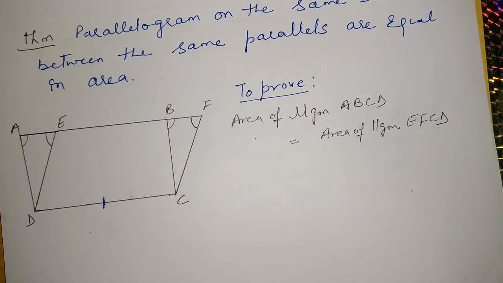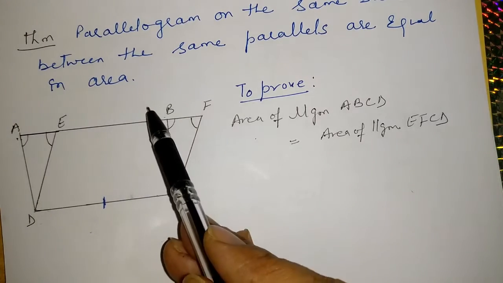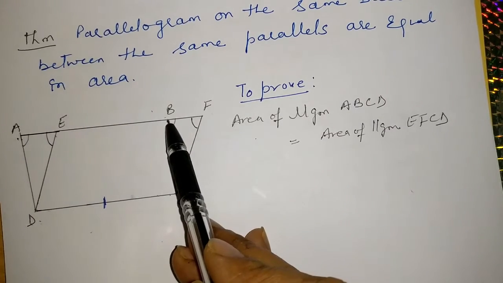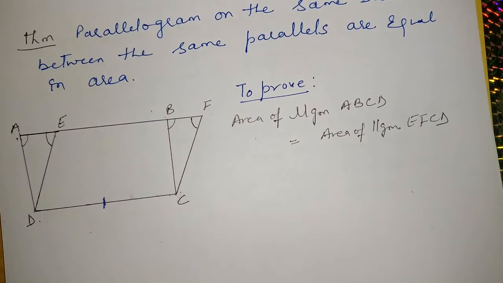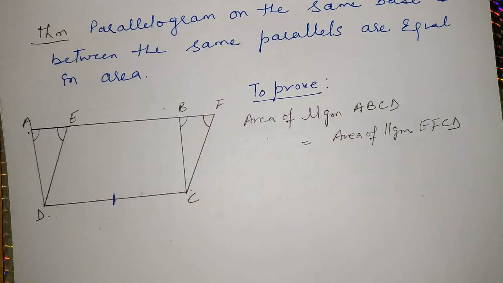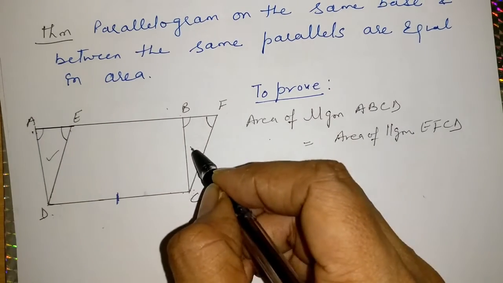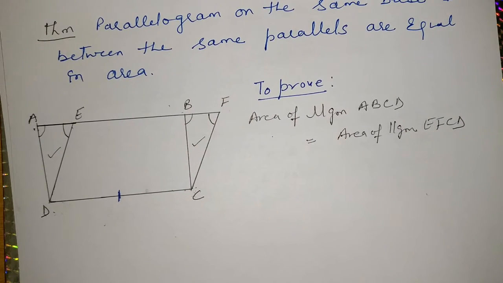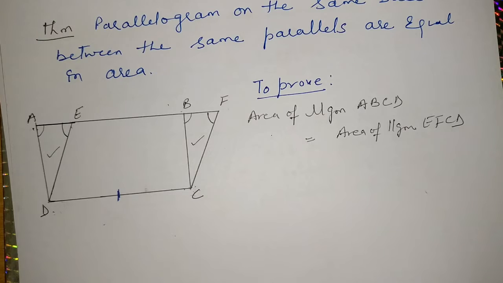If you see again in the parallelograms ABCD and EFCD, this part is common. EBCD, that is this quadrilateral, is common. So the only difference between these two parallelograms is these triangles. These two triangles are different in these parallelograms. So what should we do? We'll find out how to prove that these two triangles are equal in area.